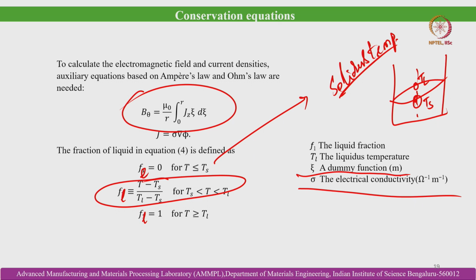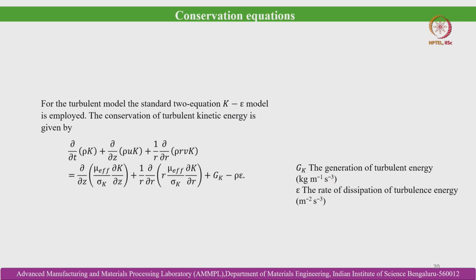So here T must be greater than the solidus temperature and lesser than the liquidus temperature. Only then will the liquid fraction come in the form of fractions, and when the temperature reaches TL or goes beyond TL, the liquid fraction FL becomes equal to 1. That means it is no longer in the mushy region, and complete melt pool formation has been done in the weld zone. Okay.